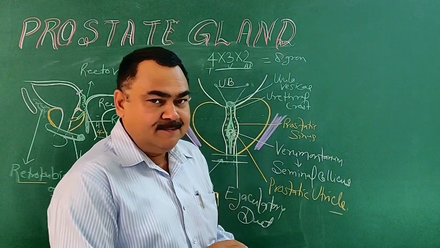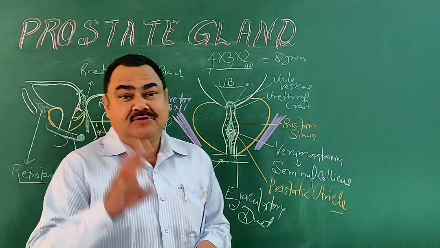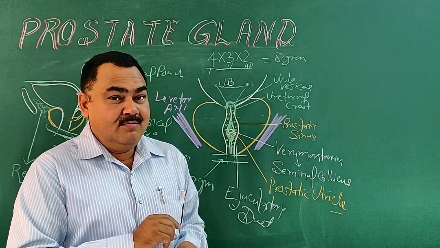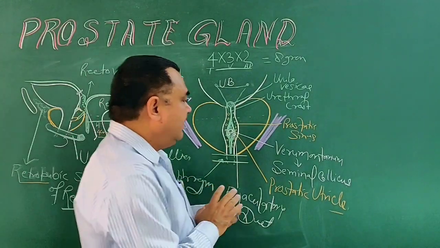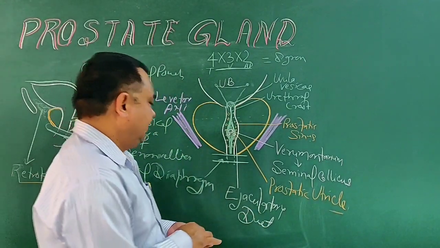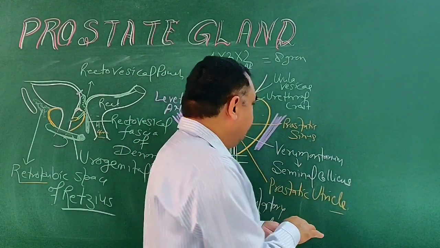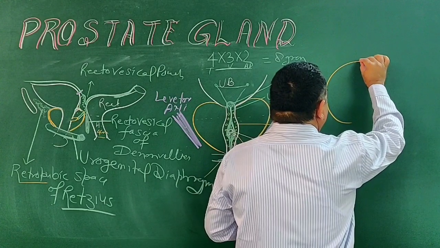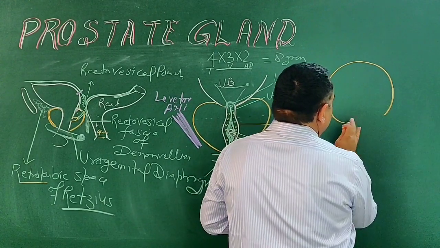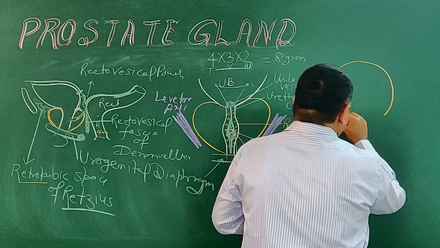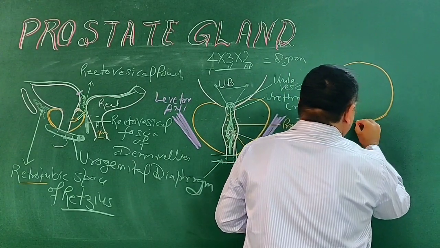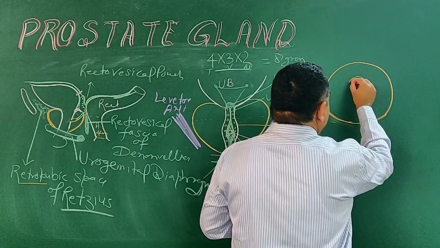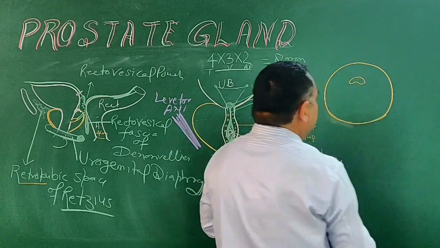Lobes of the prostate gland. Anatomically, it has 3 lobes: 2 lateral lobes and 1 median lobe. But surgical lobes are more important. Surgically, it is divided into 5 lobes. If you cut a transverse section, this is the transverse section. Here is the position of urethra.